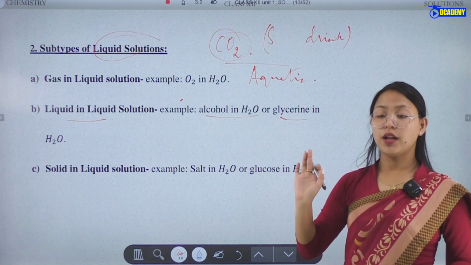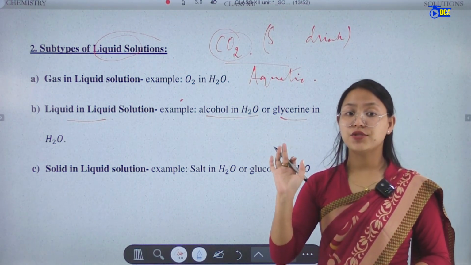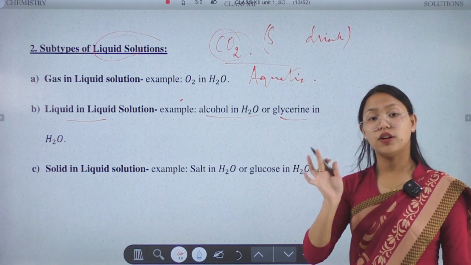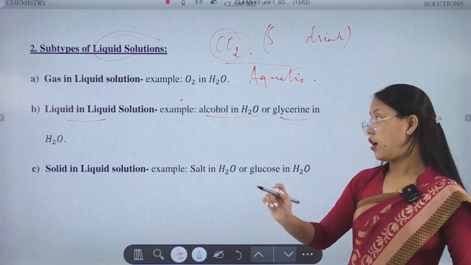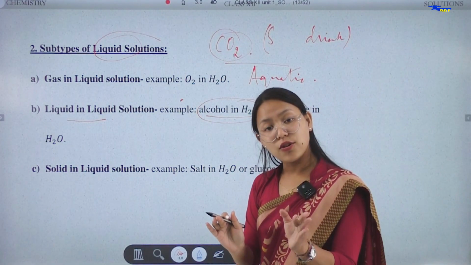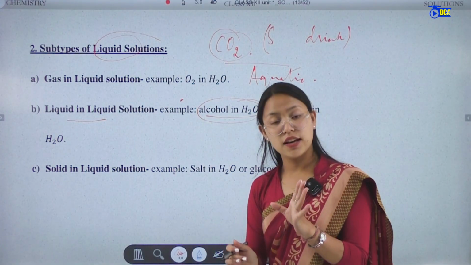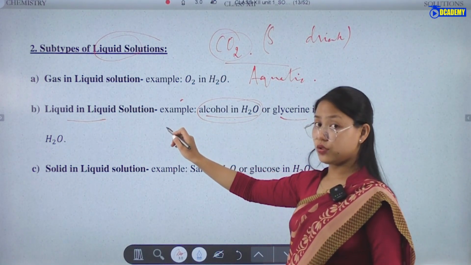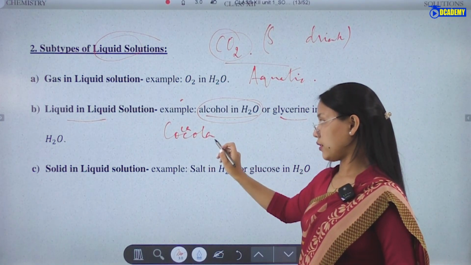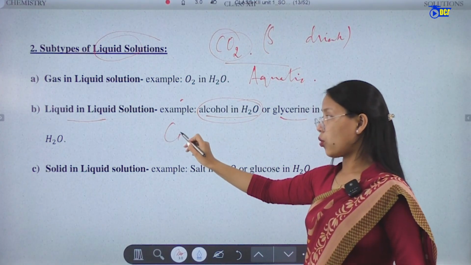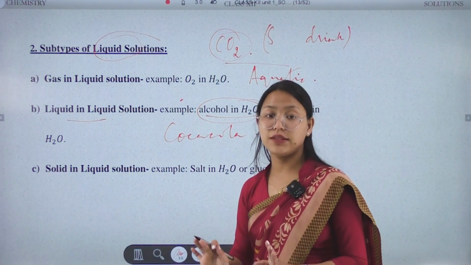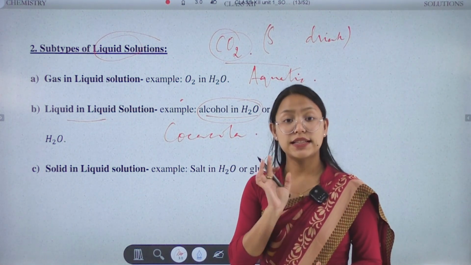Because most of the time, whenever there is a drunkard, they don't mix water in the alcohol. But in this case, we are taking just an example that alcohol is mixed in the water. Alright? We can also take the mixture of Coca-Cola. Coca-Cola is mixed with water. Coca-Cola is also a liquid.